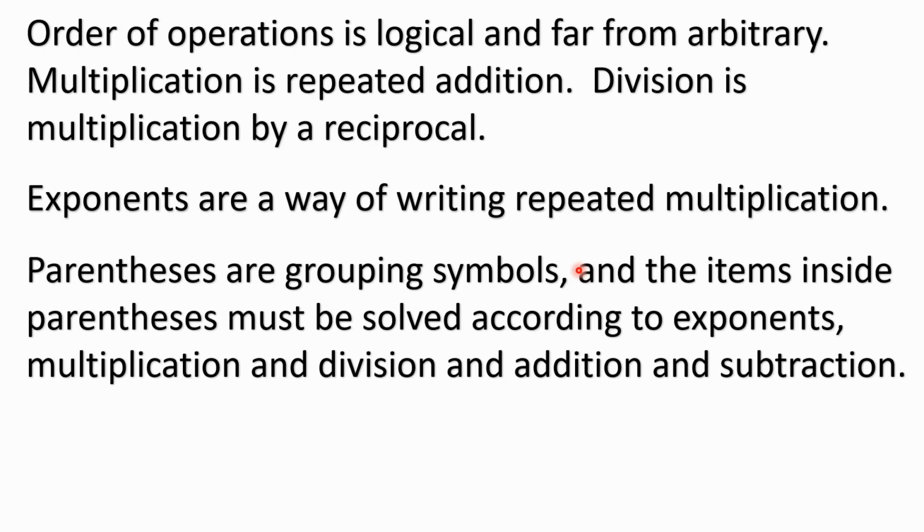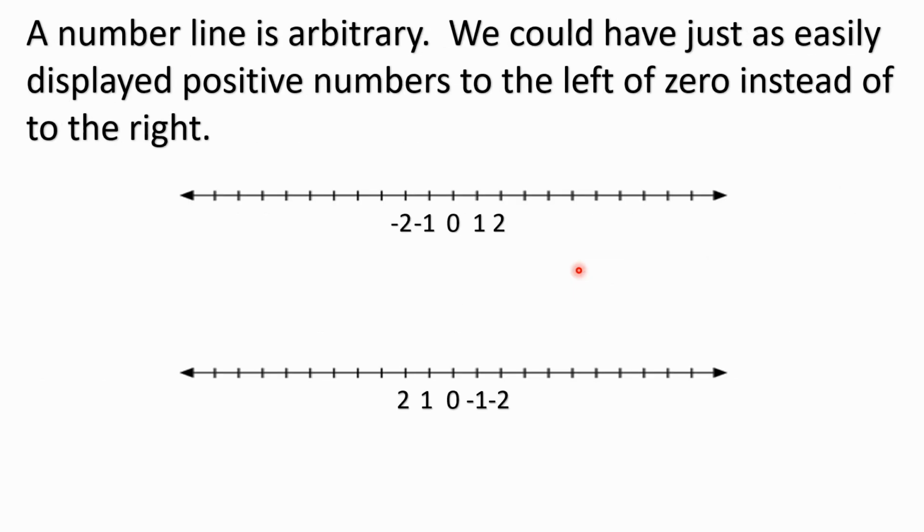Multiplication is repeated addition. Division is multiplication by a reciprocal. Exponents are just a way of writing repeated multiplication. And then parentheses or brackets are just grouping symbols, and the items inside of them have to be solved according to the order of operations. Anything inside of parentheses you look at first. And then you go, okay, are there any exponents inside of those parentheses? Do we have multiplication inside of those parentheses? And so on. They prioritize things within them.